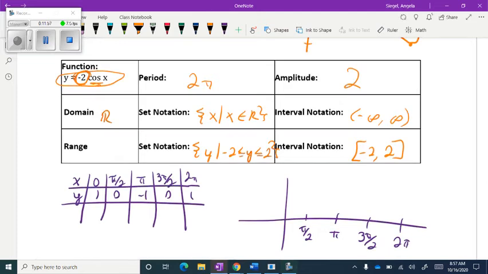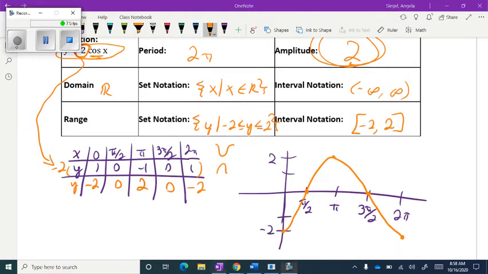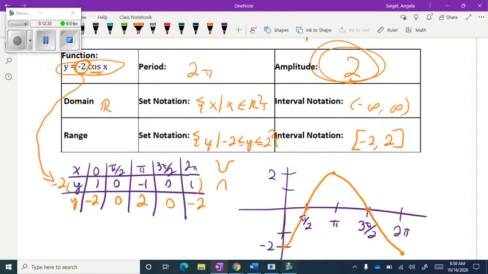Okay, so I have everything set up, and the only thing I have not done is multiply this by negative 2. Even though our amplitude is 2, that's a distance, we're still going to take whatever that is, positive or negative, and multiply it, because that negative is going to flip the graph. So my new y values are going to be negative 2, 0, positive 2, 0, negative 2. So instead of it looking like that, it's going to look like that. Okay, and my graph looks like that. So make sure you have all this for this function.